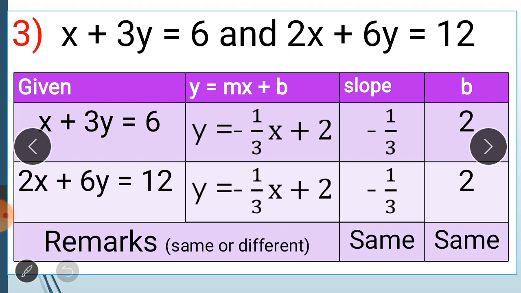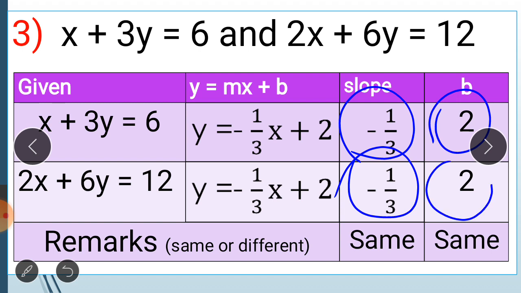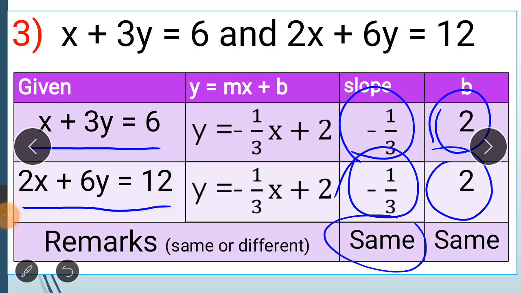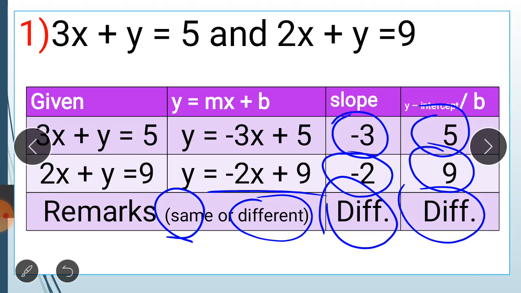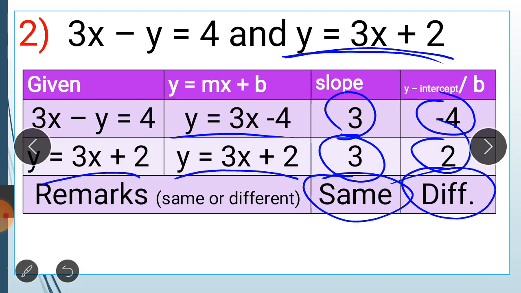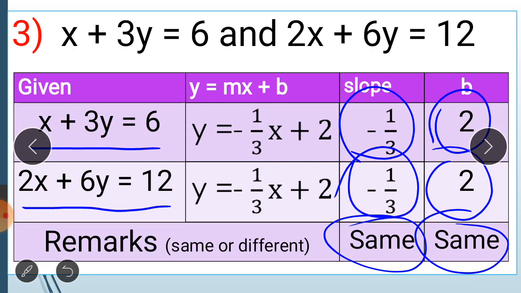Okay, next. So this one here, the slope-intercept form is y equals negative 1/3 x plus 2. Slope is negative 1/3, y-intercept is 2. Number 2 given, slope is negative 1/3, y-intercept is 2. Okay, so take note, even though they have different numerical coefficients for x and y, still their slope and y-intercept are the same. So same. Okay, so number 1: different, different. Number 2: same, different. And number 3: same, same.